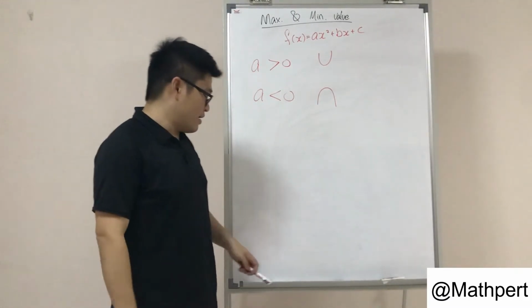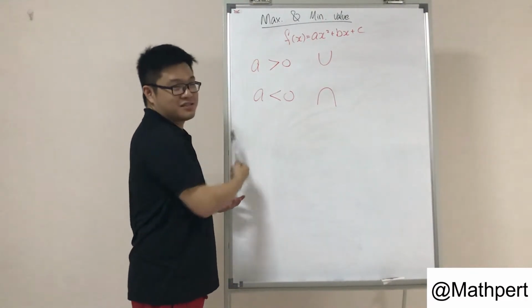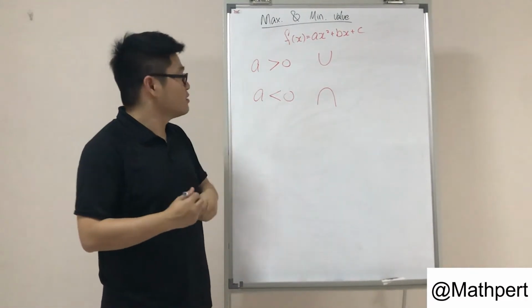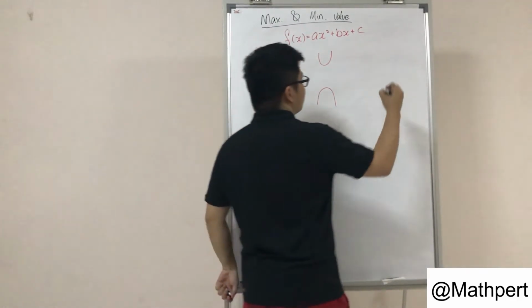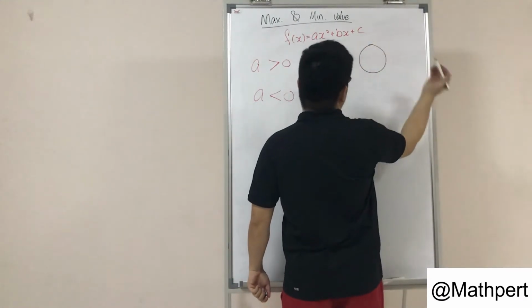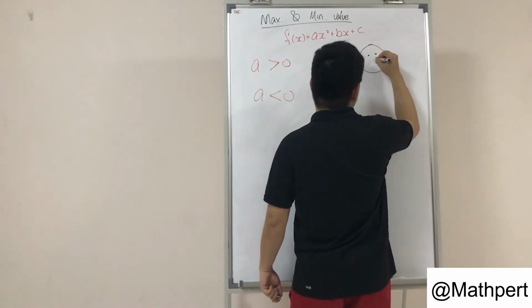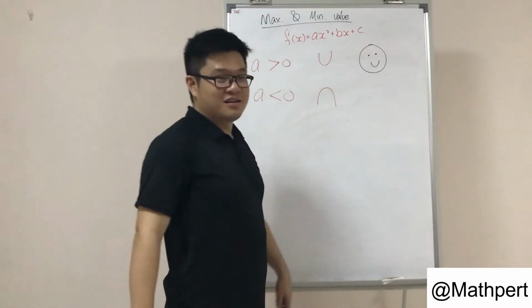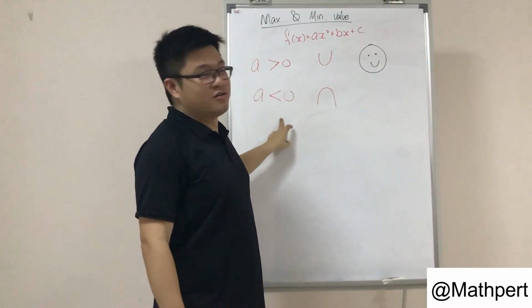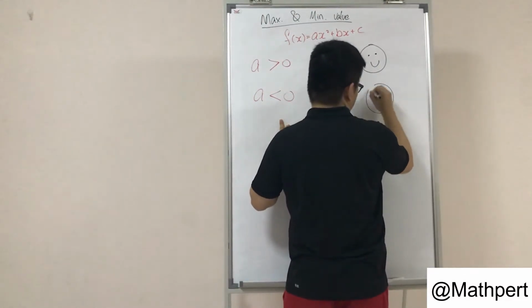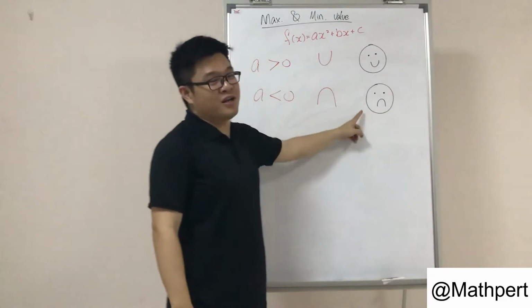Okay, some of you might ask, how do I remember this? I have my own method. When A is bigger than 0, you feel happy. When everything is bigger than 0, you feel happy. And how do you draw the emoji? This, a happy face. And when A is smaller than 0, you feel sad. This is how you draw the emoji of sad.